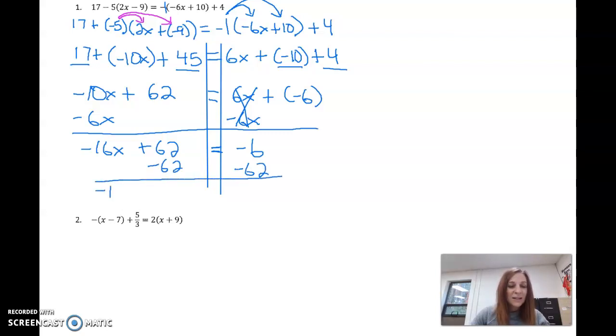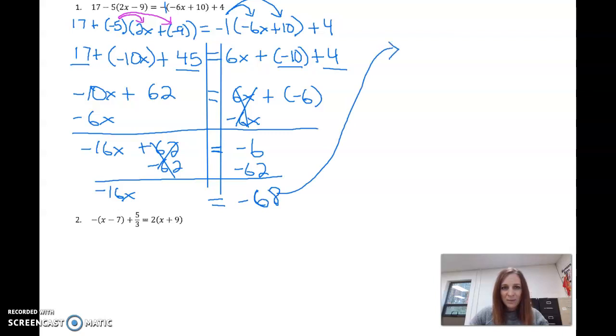I bring down my negative 16x. This is 0 equals negative 6 plus a negative 62. It's a negative 68. I'm struggling to write these 6's here. All right, I'm going to bring this up here. So I have negative 16x equals a negative 68. Now remember, this is multiplying, so I'm going to do the inverse. I'm going to divide. And whatever I do to one side, I do to the other.